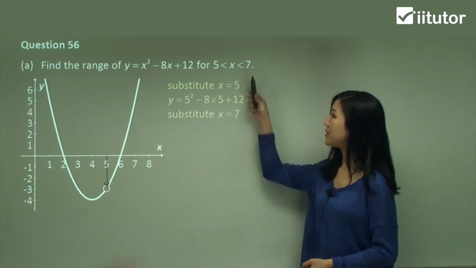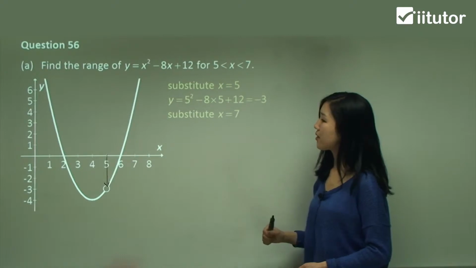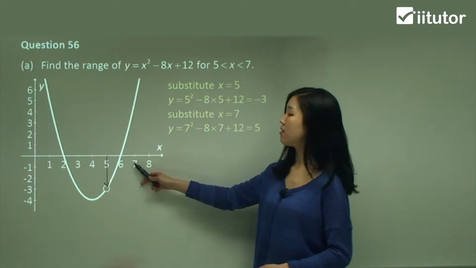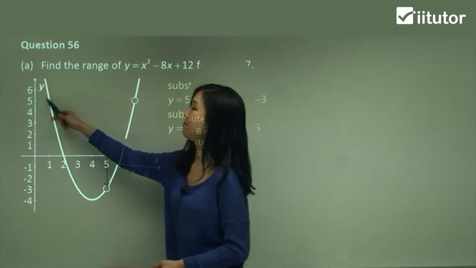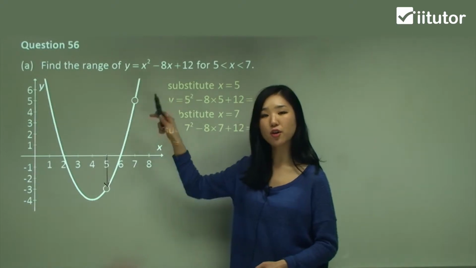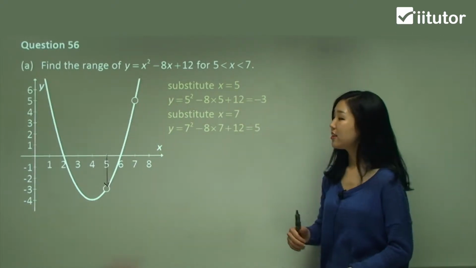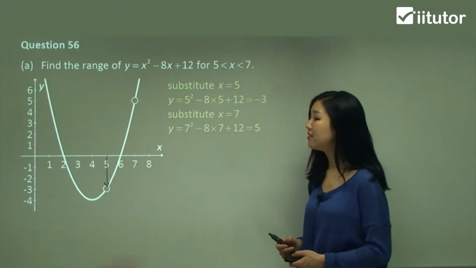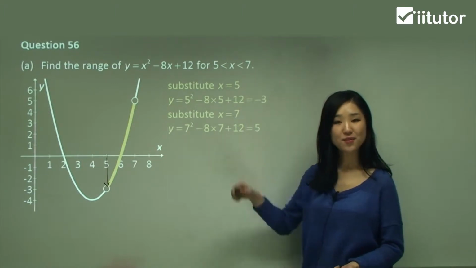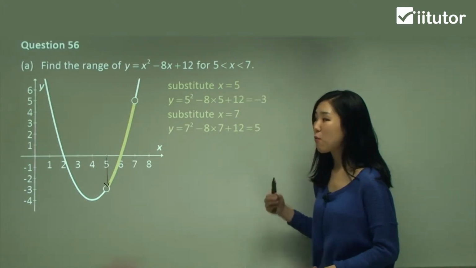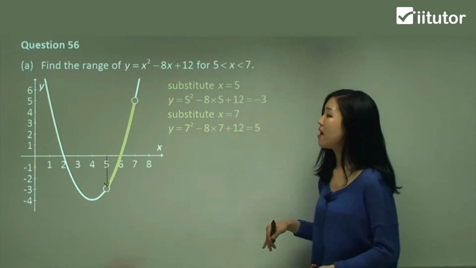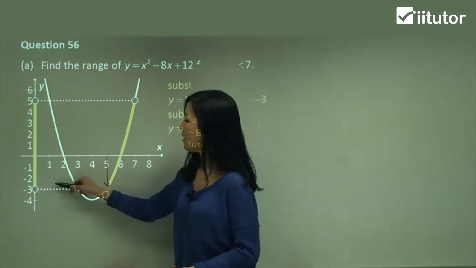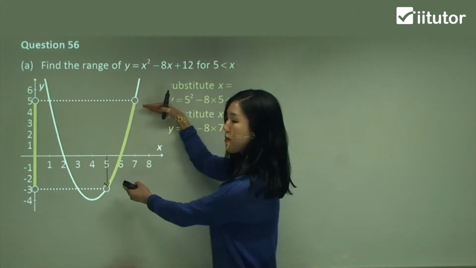Now substitute x equals 7. When I sub x equals 7 into the equation, I get 5. So the corresponding y value for 7 is 5. Again, make it a hollow circle because it's not including 7. The part of the graph between these two points is that particular part in yellow. The particular values of y that satisfy that part of the graph are these parts up to this part here.